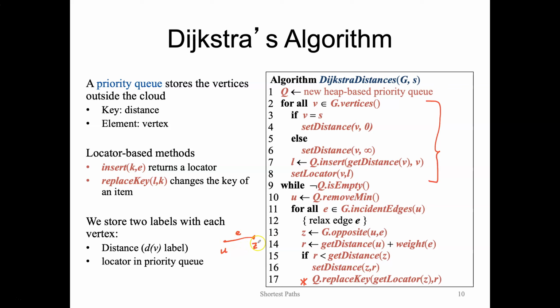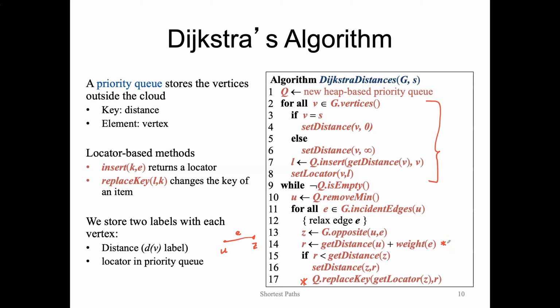When we relax this, we update z's distance label to be the better of either whatever it was before, we can check to see what its distance label was before, or we find a better way to get to z through u, and the length of that path would be however much it costs to get to u, plus now the cost of going from u to z. So this would be the new distance label of z. And we'll compare this to see if this is better than what we had already recorded.